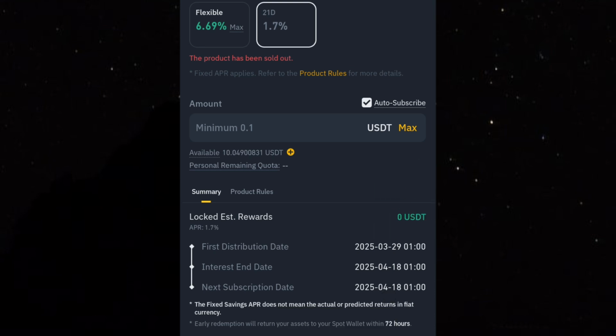All right, and this is only for 21 days. After 21 days, it is going to be automatically unlocked, unstaked for you. Okay, and you get the 1.7% of whatever you have locked.